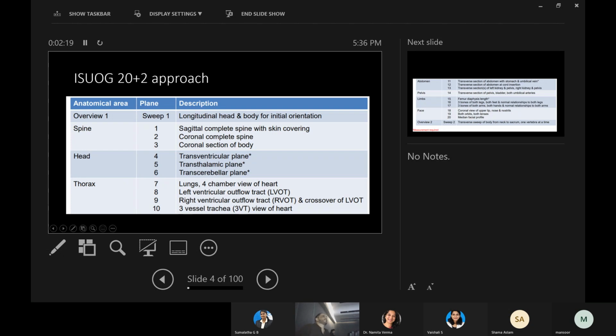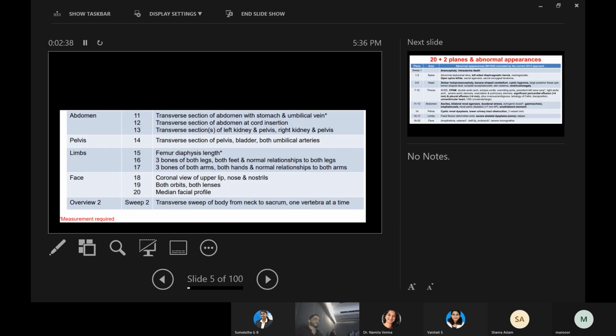Now, how do we get all these things? These are the planes which we have to take. So if we keep in mind that the patient is coming for an anomaly scan and we make sure these planes are acquired, then there are 50 common anomalies which will definitely be ruled out. Every anomaly, as I told you in the beginning, cannot be ruled out in the scan, so there is a chance that you can miss an anomaly, by any person who is doing the scan. But there are 50 anomalies which will definitely be ruled out by taking these 20 planes and 2 sweeps.